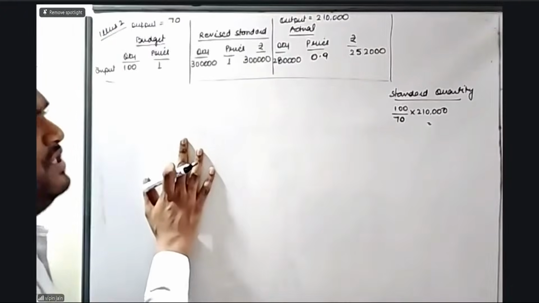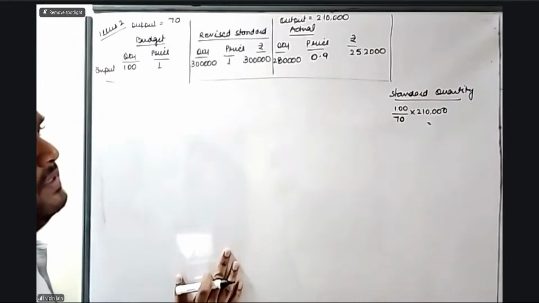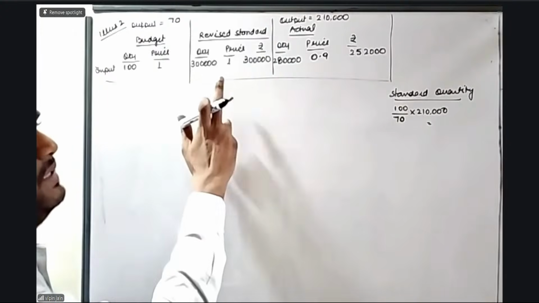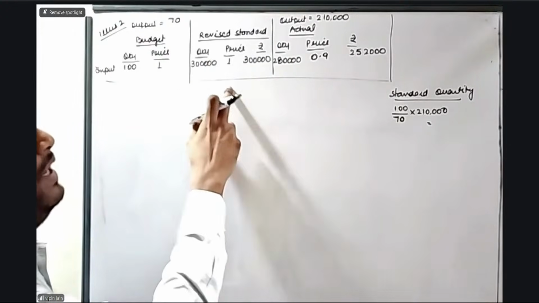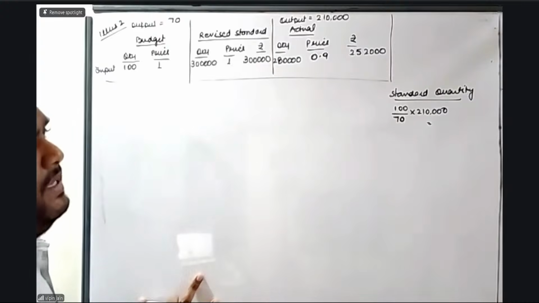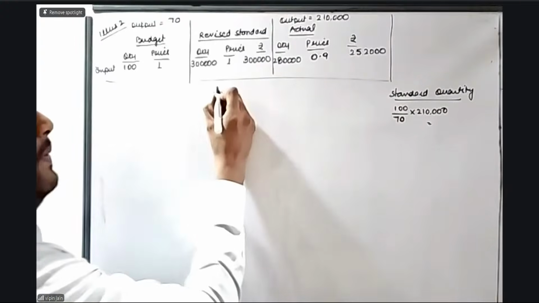So when you find a question on material variance, try to prepare this table. Again, this revised standard is to be calculated only when the output is not same, guys. So now very simple.